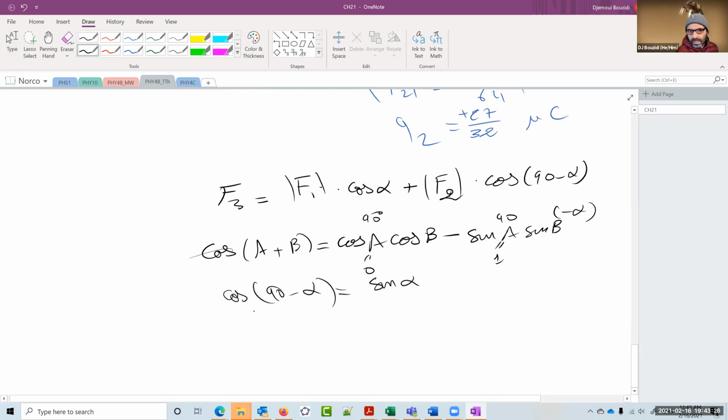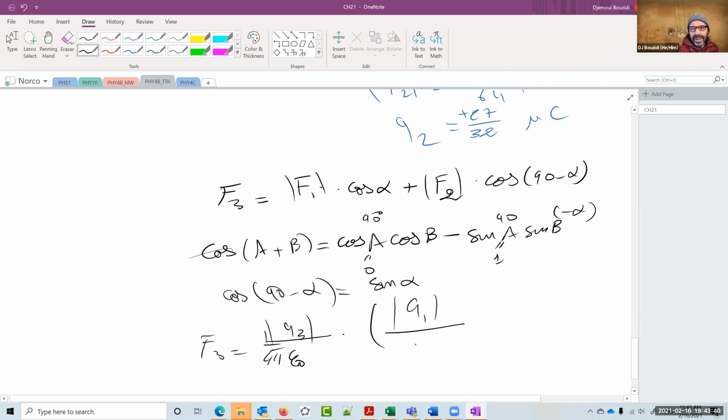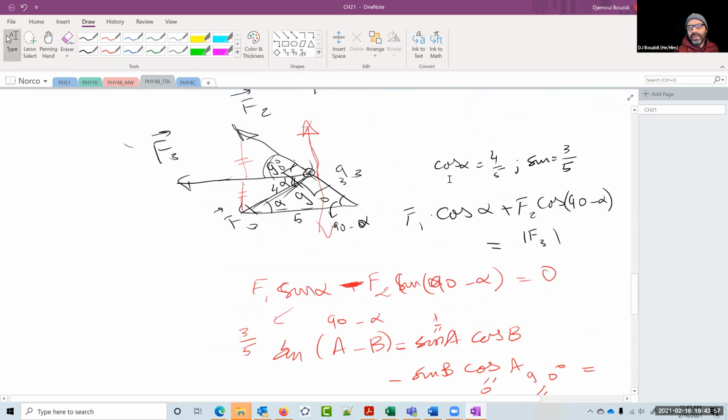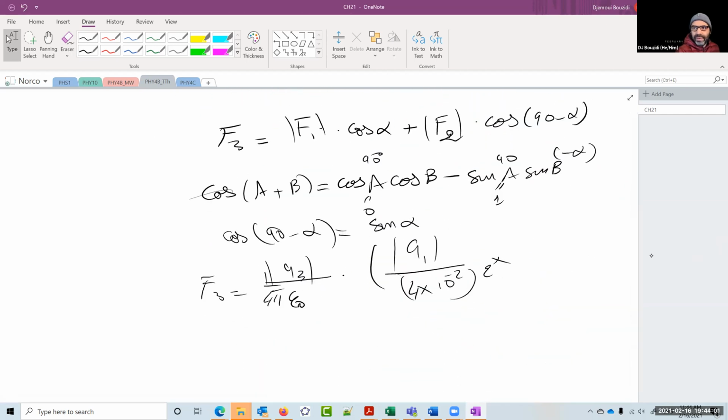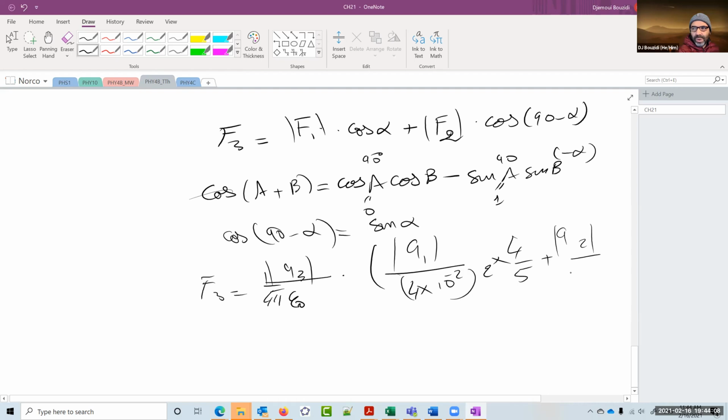So F3 is equal to 1 over 4 pi epsilon naught. That's common for all of them. Times Q3, that's common for all of them. Times what I'm left with is Q1 now in magnitude. Make sure it's in magnitude, divided by the distance squared. Now I cannot not convert. I have to convert, otherwise I get some nonsense. So this is the 4 times 10 to the negative 2 squared times cosine of alpha. Cosine of alpha, if you guys remember, is equal to, from this simple trig geometry, 4 over 5. 4 over 5 plus Q2, again in magnitude, divided by the distance squared, which is 3 centimeters, 10 to the negative 2 squared, times 3 over 5, and the whole thing gives me the force now.